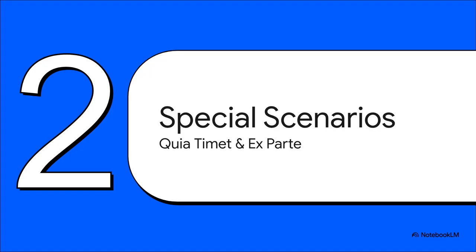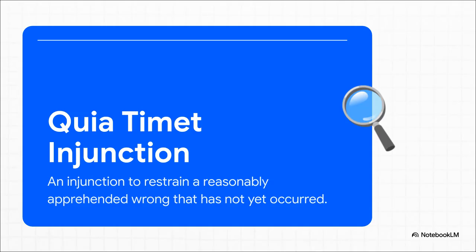Okay, so now that we have the main test down, let's turn to two special, really high-stakes scenarios where the rules become even more demanding: the quia timet injunction and the ex parte application. First up is the quia timet injunction, and you can find the detail in Section 14-200. It's Latin for because he fears, and it is your preemptive strike. You use it when you can prove a defendant is about to commit a wrong, and you have to show a very real risk of imminent and significant injury.